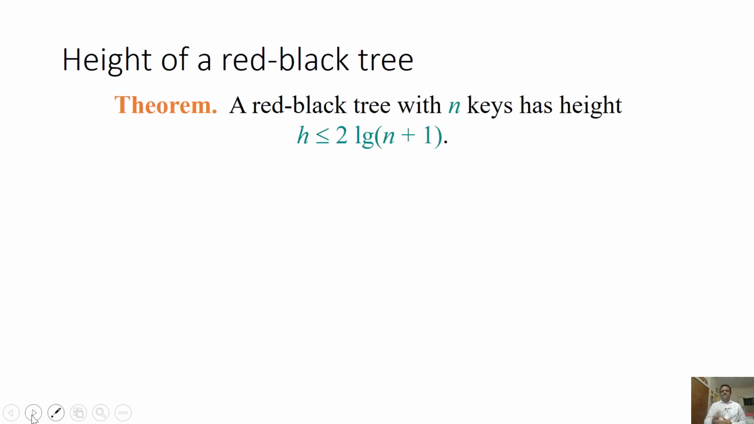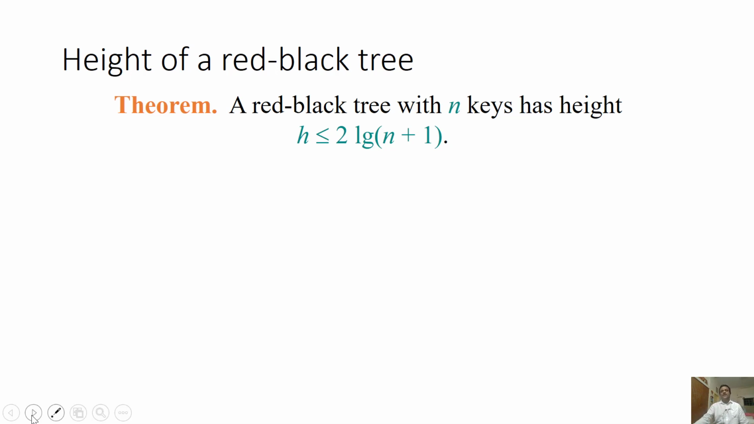Now, come to this result, which is very important. That is why we are talking about all these properties. Our data structure should have these properties in order to be guaranteed balanced. So, now this is the theorem we are going to prove.